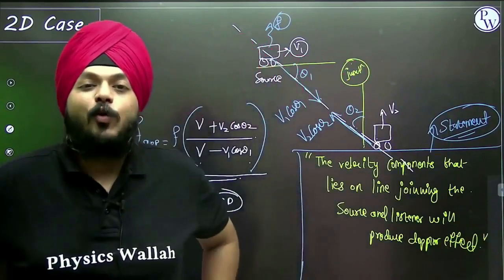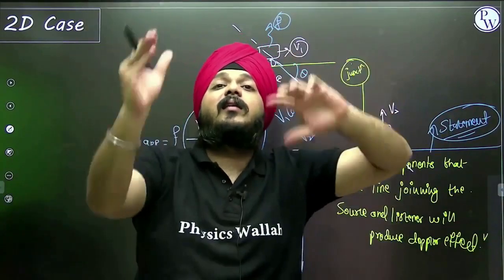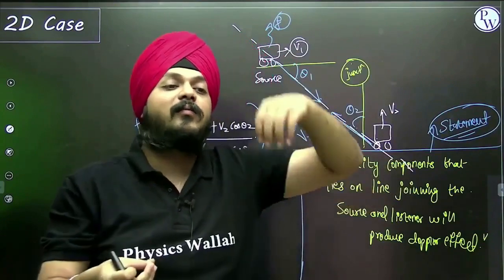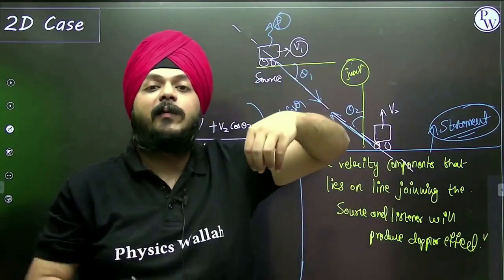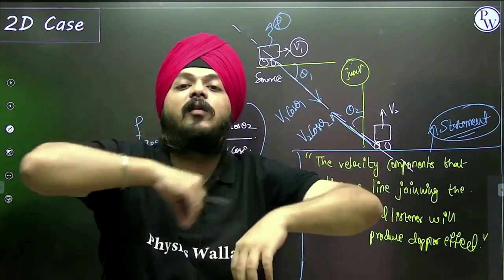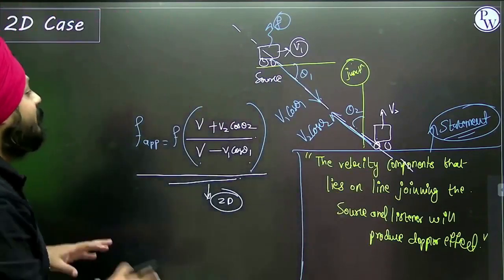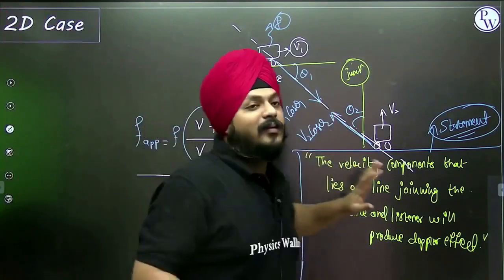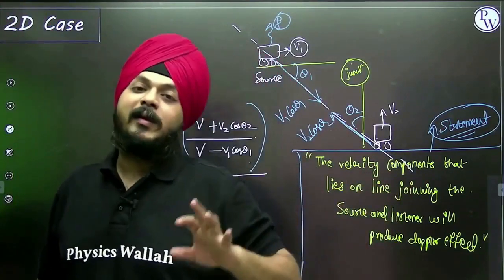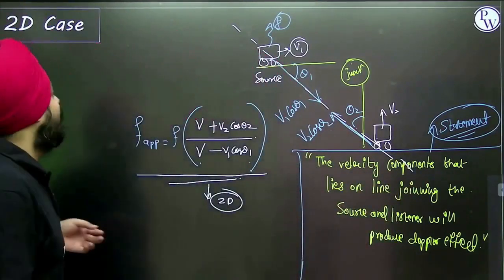Apart from this, there is one rotation case, one special case in which the listener is in between and the source is moving around the listener in a circular path. It is a special case of the Doppler effect, but I think this much is enough according to the weightage and importance.